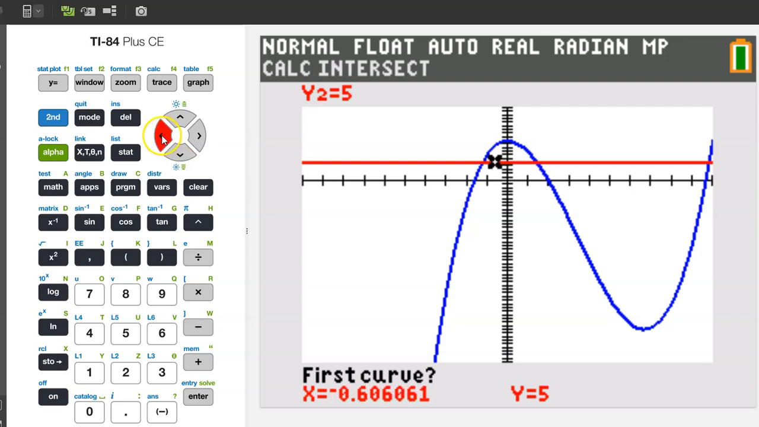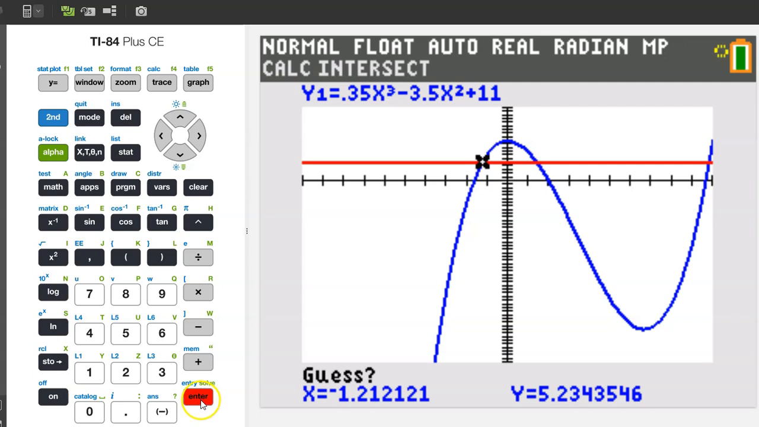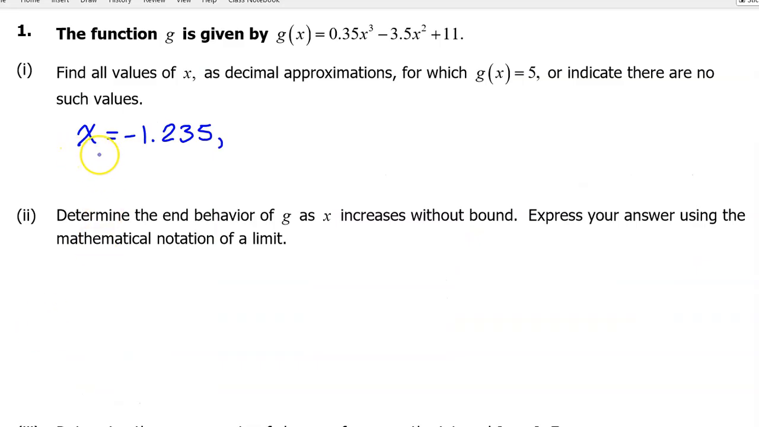Now I can very quickly move over to the first intersection point, and I'm just going to hit enter 3 times. Enter, enter, enter. Negative 1.235. In AP Precalculus, your answers must be accurate to 3 decimal places.